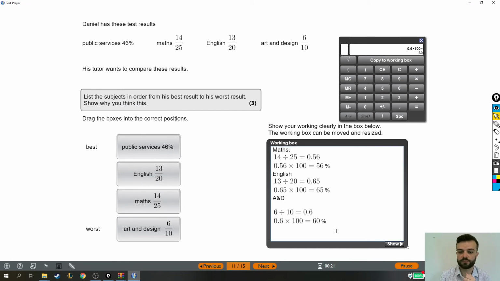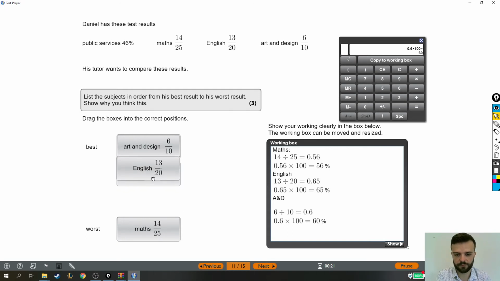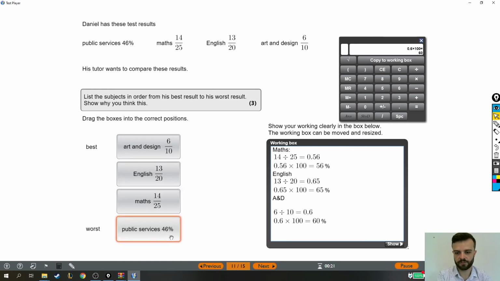We just need to put them in order from his best result to his worst result. So his highest percentage was in English, which was 65%, so that's the highest. Next was art and design, which was 60%. Then maths at 56%, and lowest was public services, which was 46%.